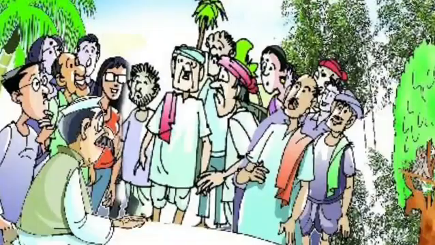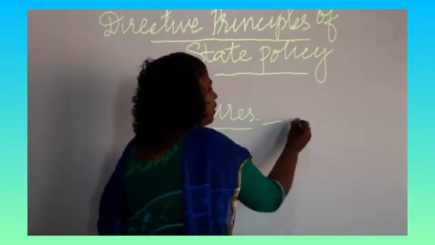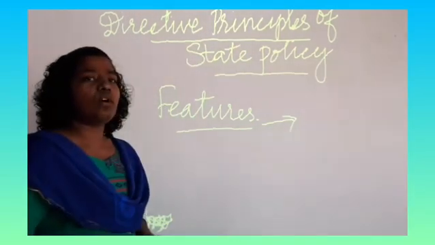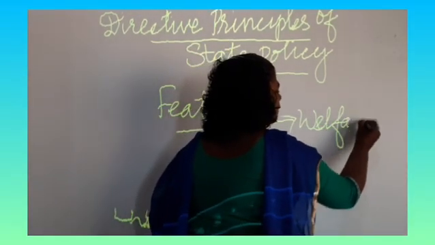Now when we see the features of the directive principles of state policy, there are four important features. What is the first one? To make the welfare state the responsibility of the Indian government. So, to make the welfare state.